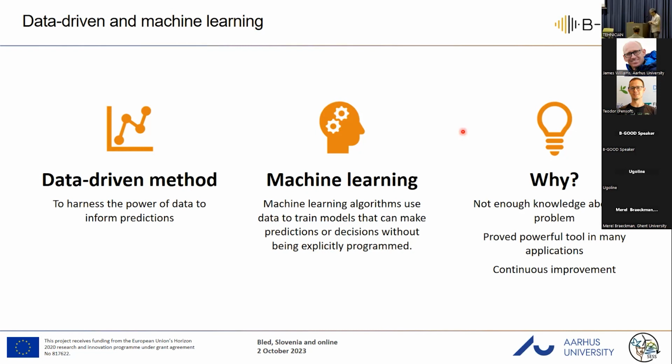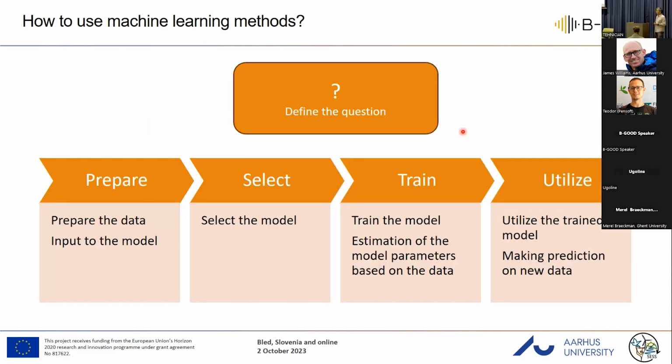Now, how could we do it? How to use machine learning methods? These are the procedures I usually follow for a new application of machine learning methods. So first, the first step is to define the question. What we want to answer from the data. For example, for face recognition, you give a facial image of one person, and you want the model to tell you his or her name, to recognize him or her.